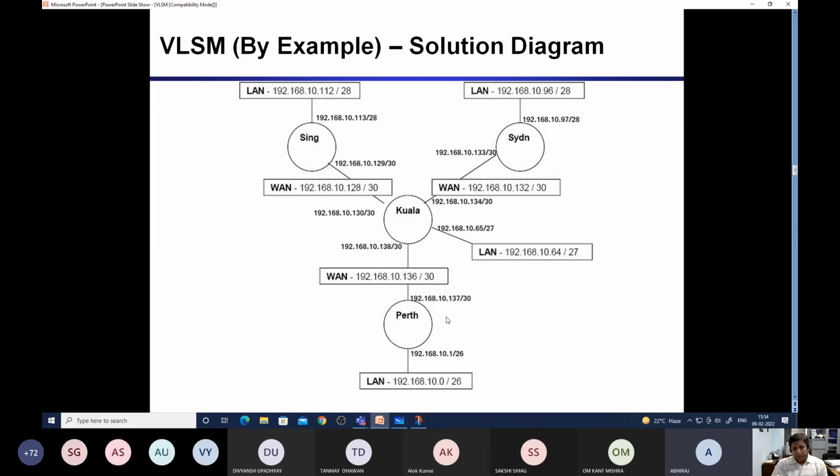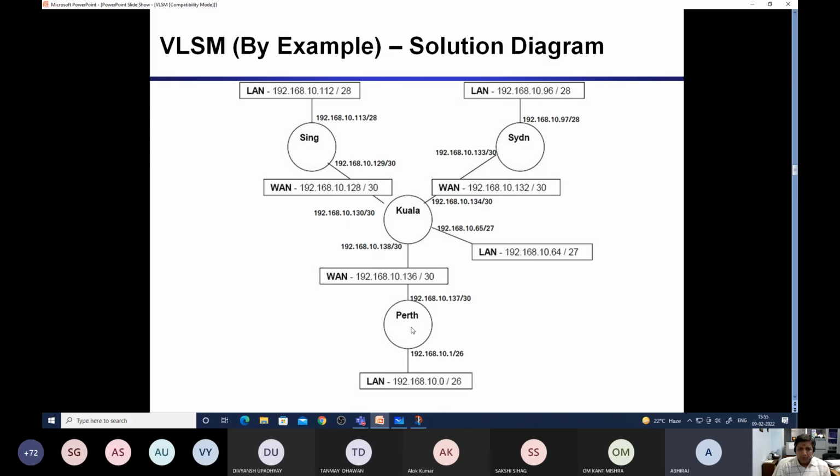The rules are very simple. If you want to configure the routing table for the Perth router, from Perth router, Divyansh, can you tell me how many networks are reachable? 2 networks. I'm not saying directly reachable. So from Perth, if you want to go to the LAN of Sydney, you can go via Kuala Lumpur and Sydney router. Okay. So Perth to Kuala Lumpur to Sydney to the LAN of Sydney.